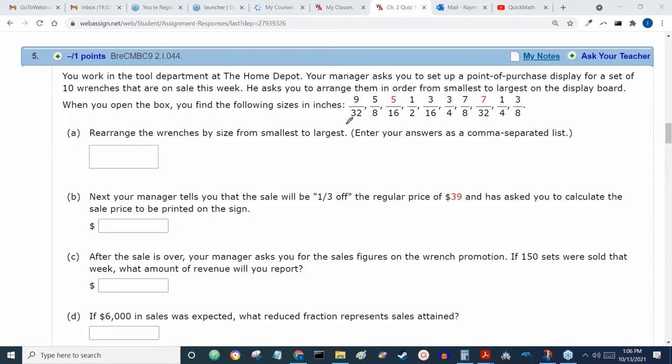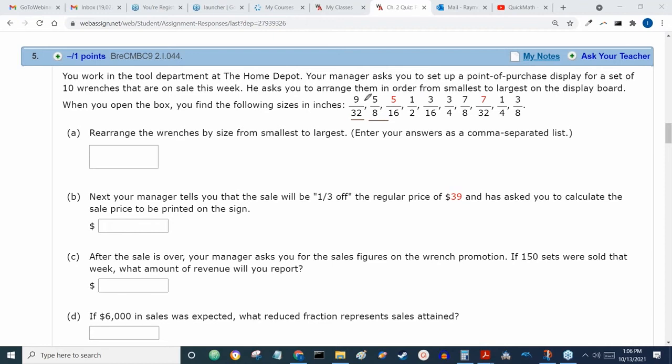So we have all these different sizes in inches, okay? And we're supposed to list them from least to greatest. We can't fairly compare them because the denominators aren't the same. So the first thing you want to do is convert all of these so that they have 32 in the denominator, because 32 is going to be the least common denominator.